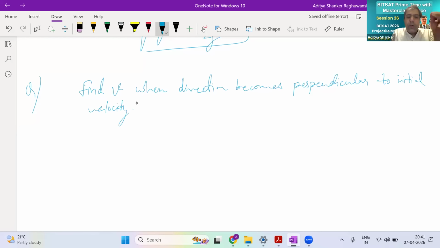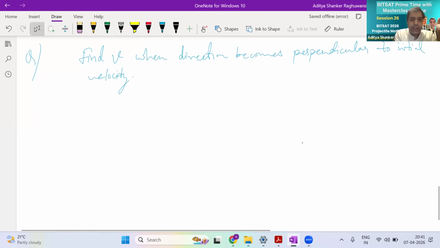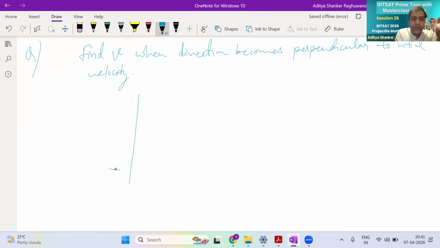Got a point? Many of the people, they don't even understand what this question is. Now try to understand this question. That means you are projecting a ball. You have projected a ball like this. This is initial velocity. What is going to be the velocity when direction becomes perpendicular to initial velocity? This is the initial direction. Perpendicular to it can only be like this, in this direction.